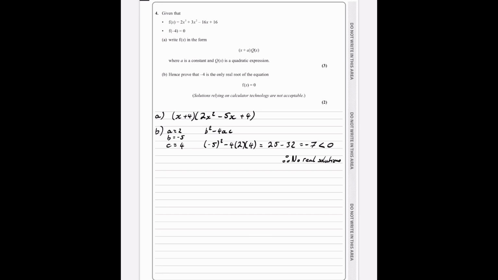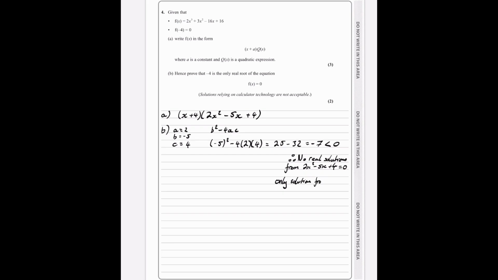So the only solution for this equation is going to come from the x plus 4. And that solution is going to be negative 4. And so we've proved negative 4 is the only real root of the equation f of x equals 0.